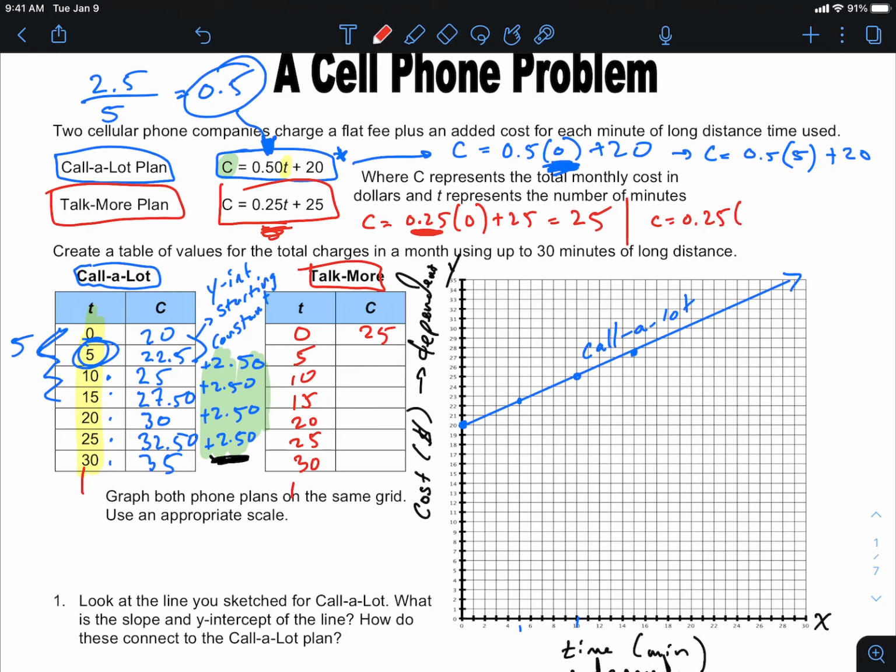Okay. 0.25 times 5 plus 25. 1/4 of 5, I think, is 1.25. If I'm not mistaken. Yes. But we'll check it. Make sure we're right so we don't have any silly graphs. So 5 times 0.25. That's 1.25 plus 25 is equal to 26.25.